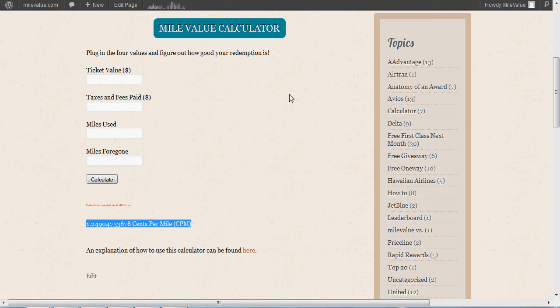And if the cents per mile is lower than you'd like to get with your miles, don't book it with miles, book it with cash. But if the cents per mile is really good, then it's a great award, book it with miles.